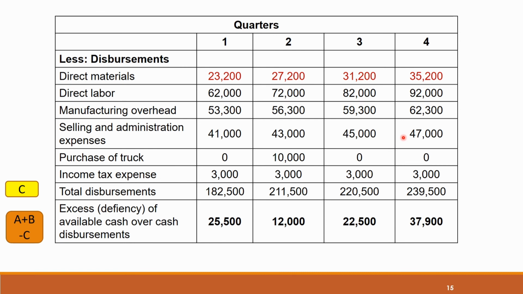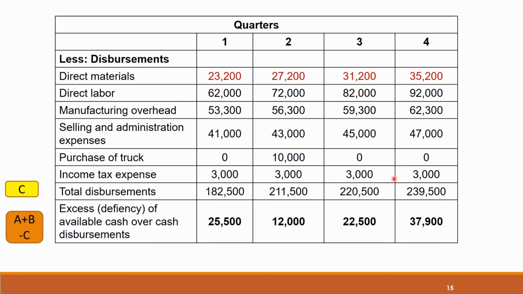And based on the question given, there is a transaction, purchase of truck in the second quarter. So you have to record it only in the second quarter. That one is a cash payment. So 10,000 for the second quarter, and for the rest you just put 0. And based on the question, income tax expenses paid for each quarter 3,000. So this one you have to record for each quarter, 3,000. The second, the third, and the fourth quarter we have to record the same amount.